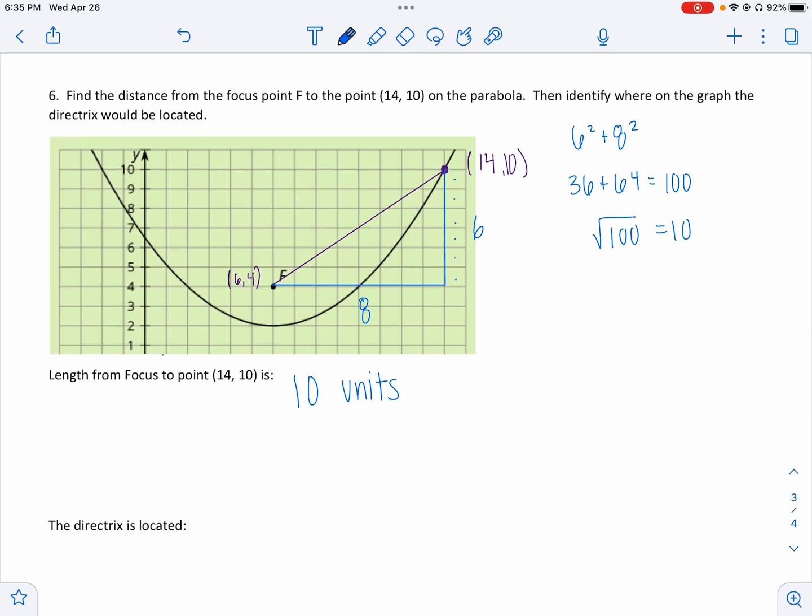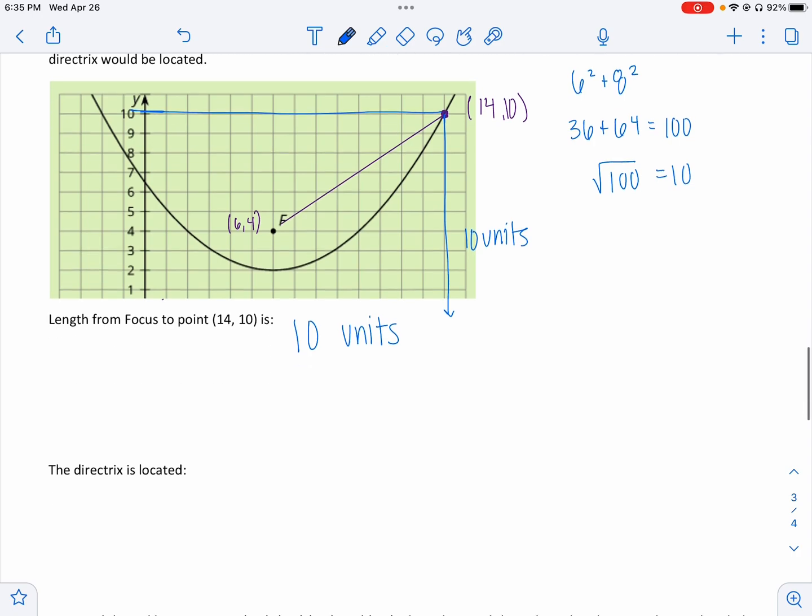That means because of the definition of a parabola that the directrix is going to be 10 units below this point, which means since this point has a y value of 10, the directrix is located at the x-axis. And the equation for that is y equals 0.